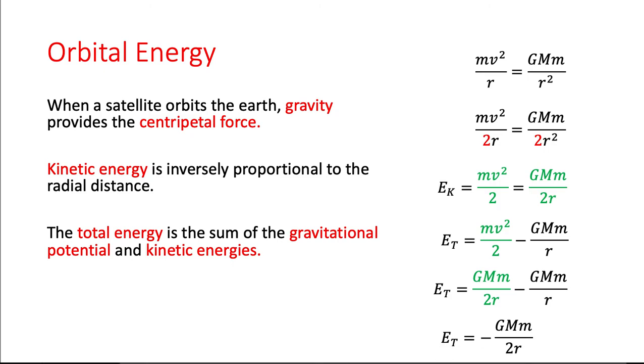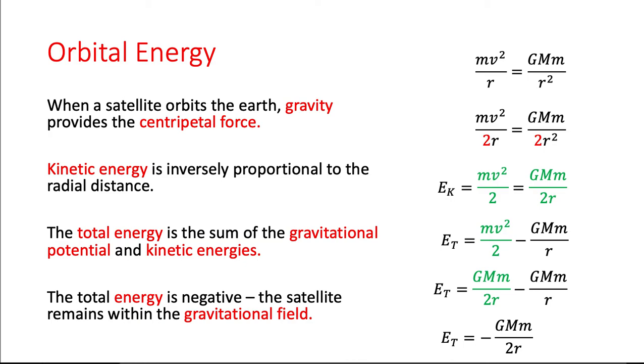So actually I can get a simplified expression for my total energy, which is simply the total energy is minus G times both of our masses divided by 2 times the distance. Now we notice that we've got a minus sign. The total energy therefore is a negative value. And what this means, and it's a very key point, is that the satellite is going to remain within the gravitational field. If we ever find a point where the total energy has a negative value, then what this means is the satellite is in what we call a bound state.